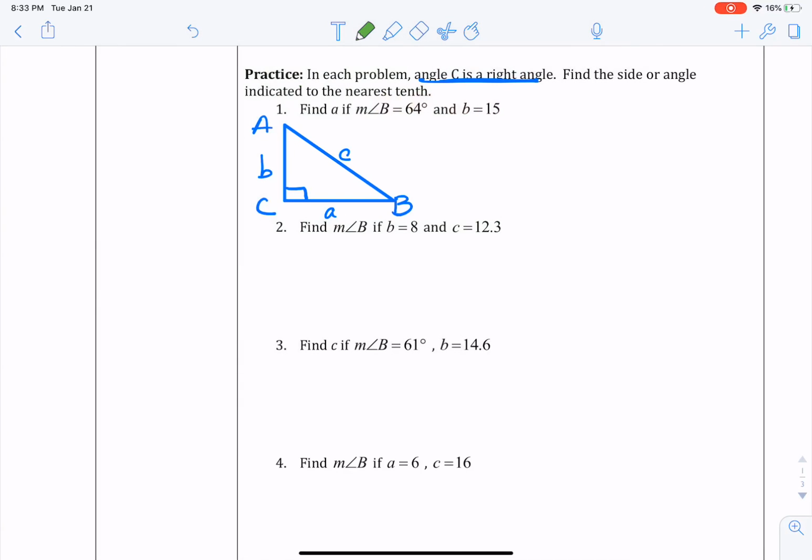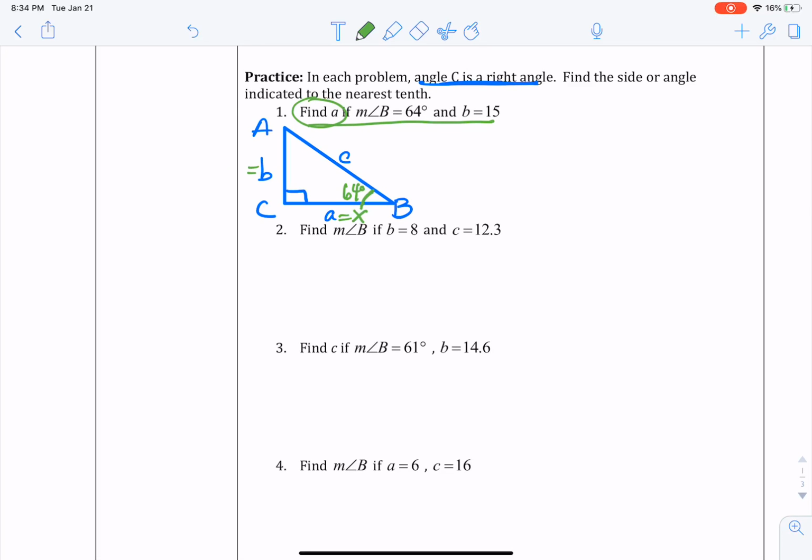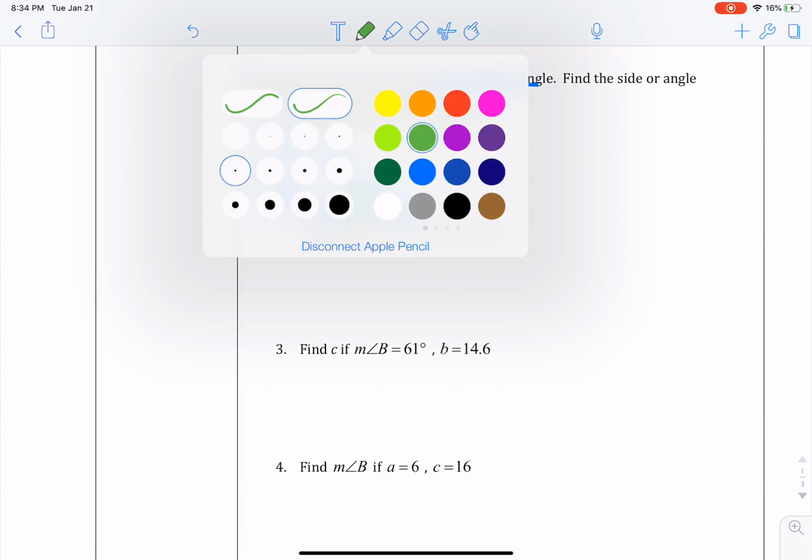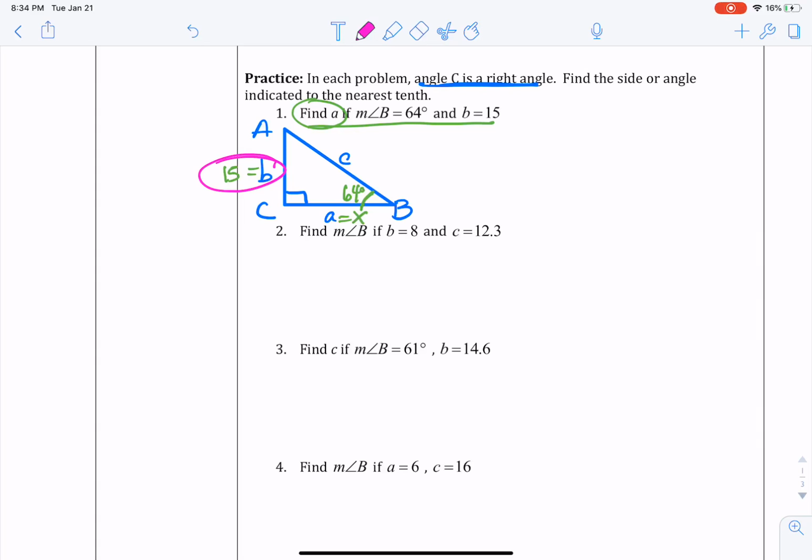Once we do that, then we do this information right here. So find A. That means this is X. Measure of angle B is 64 degrees. So that's this angle right here. And little b is 15. So what do I have? I have B and A, and in relation to this angle, B is opposite and A is adjacent.